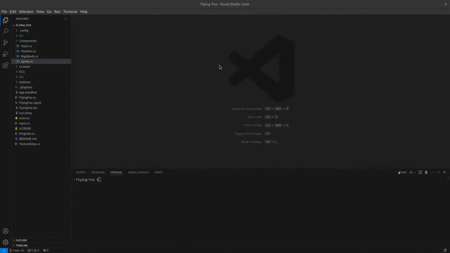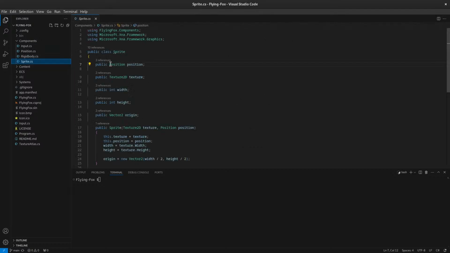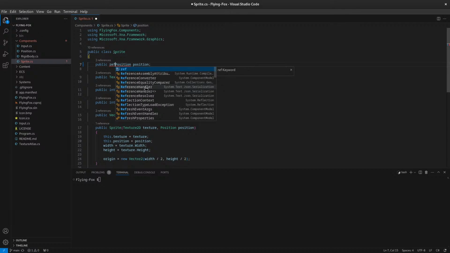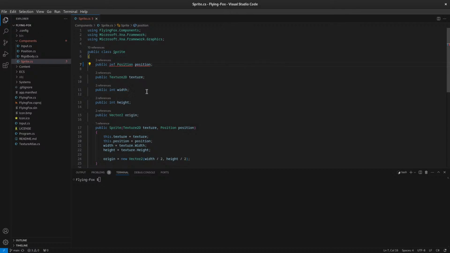Here we are in our VS Code with our project. So let's go into Sprite. As we discussed, the solution for this will be to say there should be a reference variable. There we go, first error. Now you can see ref fields are not available in C# 10. Okay, so let's change to 11.